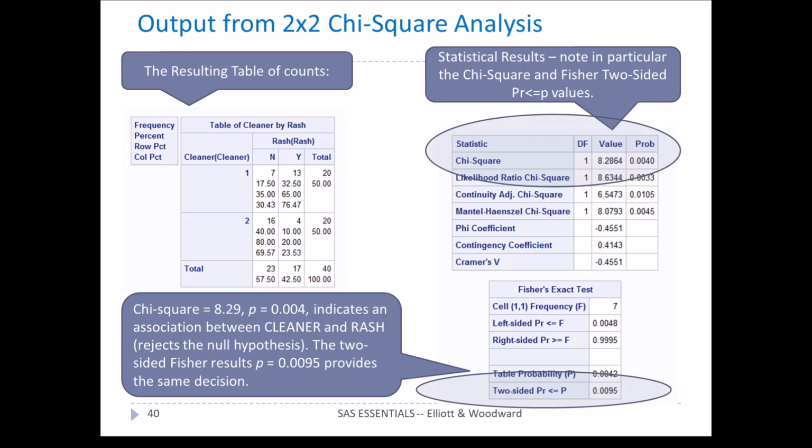And not surprising then, when we look at the chi-square test, we get 0.004, less than 0.05. We reject the null hypothesis and conclude that indeed there is a difference between whether or not you get a rash and which cleaner you use. There's another test we haven't seen yet, but it's called a Fisher's exact test. And this test is sometimes available, particularly in a 2x2 case. Gives us as it says, Fisher's exact test. It's based on a different way of doing it. I won't go into that, but it gets 0.0095, slightly different numbers, but it comes to the same conclusion.